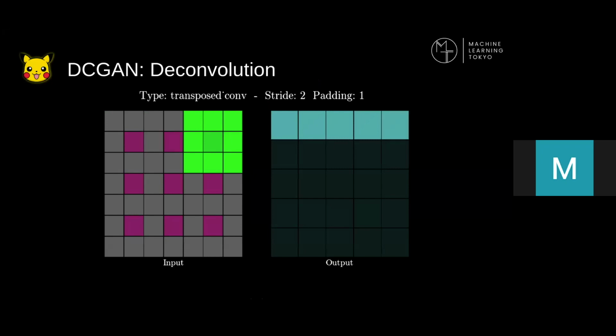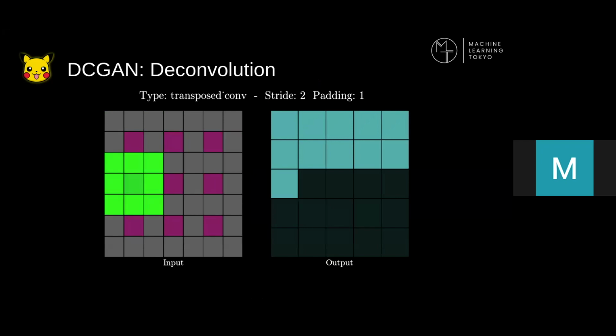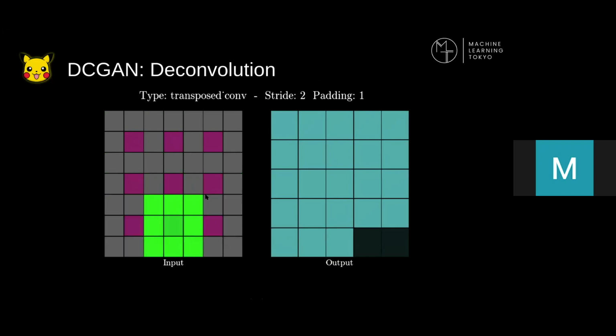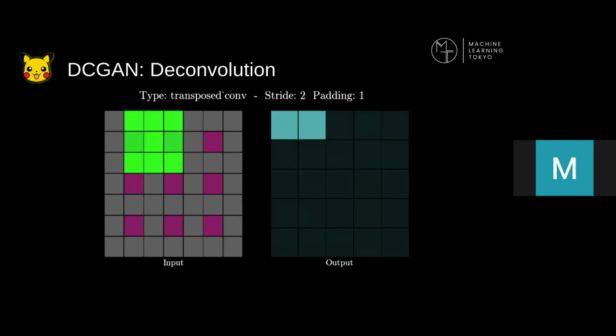So it's kind of a mirror image of convolution. In the case of convolution, we are actually reducing the dimensionality, but in the case of deconvolution, we can increase the dimensionality. So from 3 by 3 inputs, we can have 5 by 5 outputs using a stride of 2 and padding one, for example.